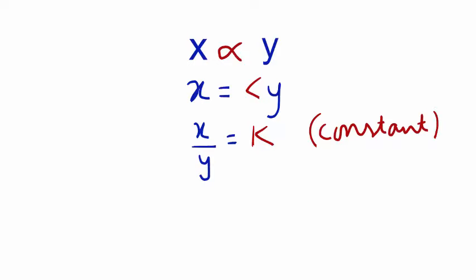Now observe the numerator x and the denominator y. When x increases, y has to increase in order to keep k constant. Similarly, when x decreases, y has to decrease in order to keep k constant.